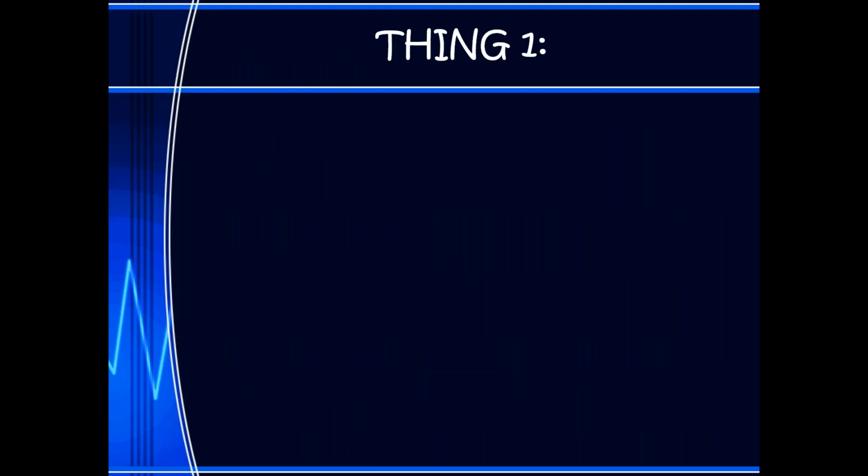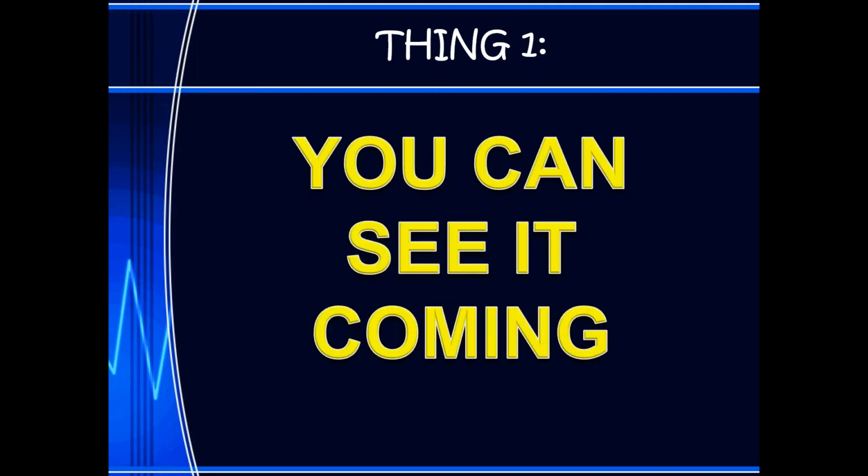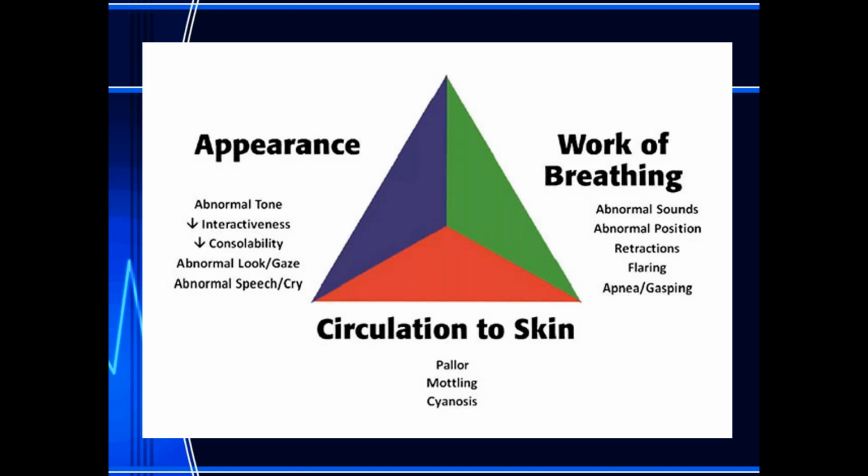All right, so let's look at these 7 different things. The first thing that I kind of made up here is that, well, y'all can see it coming. What do I mean by that? If you look at the pediatric triangle, and some of you are familiar with this, and if not, well, there it is. There are 3 components of this, and if any one of these 3 is abnormal, it can give you a pretty good estimate that there's obviously something wrong with the child and that they could be heading down to a major deficit, if not cardiac arrest.